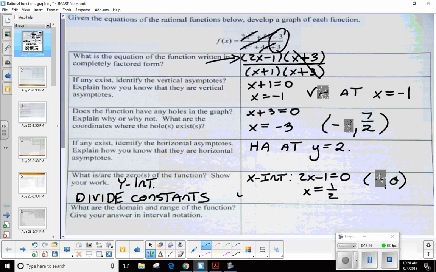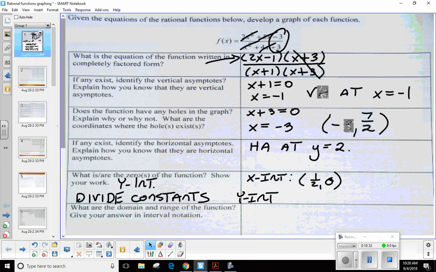Okay, so here I'll go ahead and say the y-intercept. I'll go ahead and take this off right here. Let's see if it'll let me do this. Perfect. Okay, so -3 divided by 3. -1. So my y-intercept should be at (0, -1). Perfect.